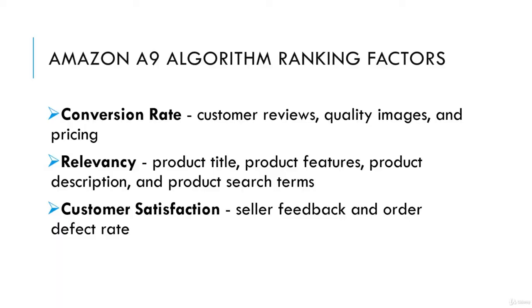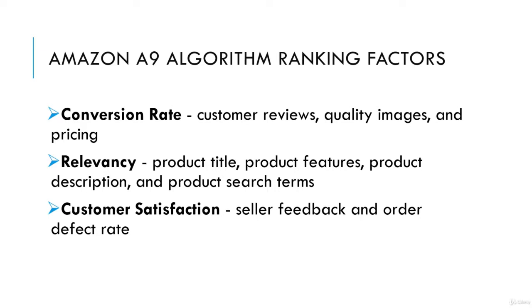So now I want to cover the Amazon A9 algorithm ranking factors. First, conversion rate. When someone lands on your Amazon listing, do they purchase or move on? Some things to test to improve your conversion rates include customer reviews, quality of images, and product pricing.